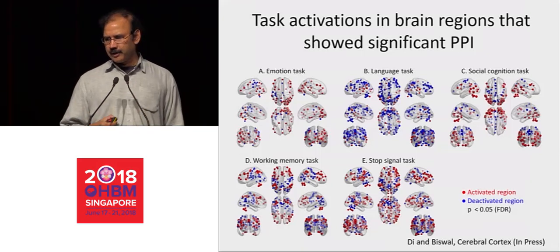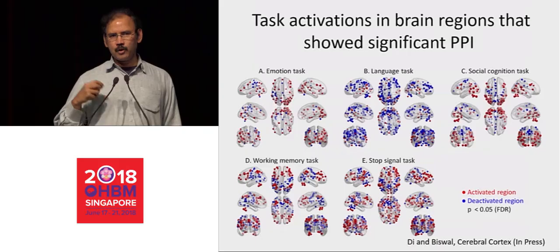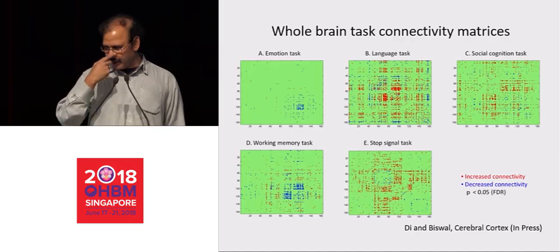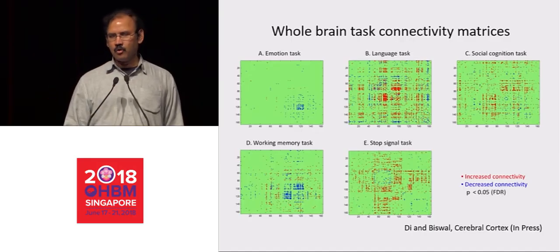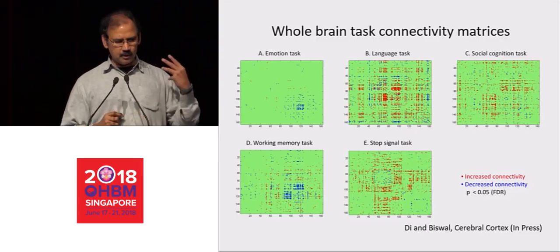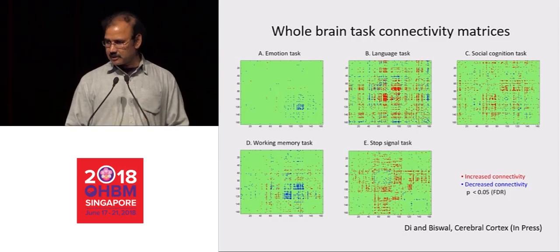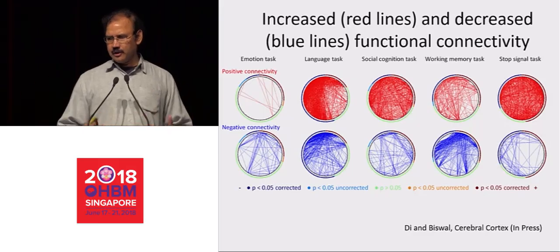Again, from this figure, it suggests that even for these kinds of tasks, it's not just what we see through GLM analysis. There are many other regions which are activated. Again, this is looking at the whole brain task connectivity matrix for the different tasks, and you can see how different the pattern is, right? If task activation, what we see with GLM, was the only effect, then we should not be seeing this. And this is again showing, for the different tasks, both positive connectivity and negative connectivity.